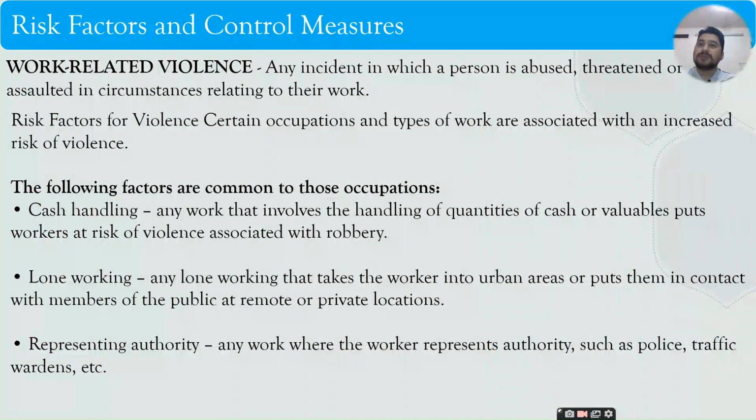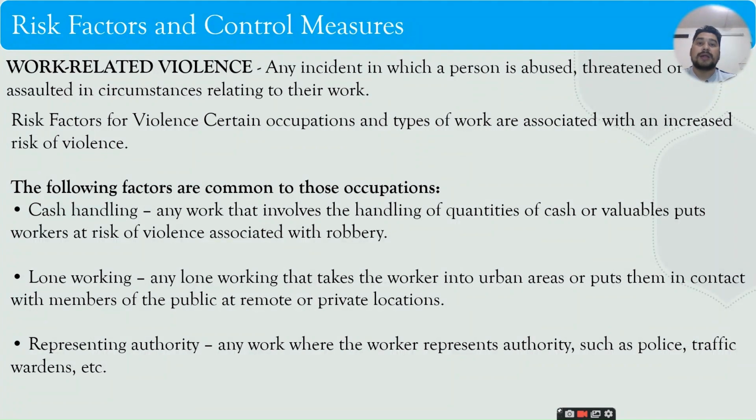Working alone. Any lone working that takes the worker into urban areas or puts them into contact with members of the public at remote or private locations. Example, security guards. They are working alone on night shifts, and they need to work far from the cities and in remote areas also. So they are lone workers, and they are at greater risk of work-related violence.